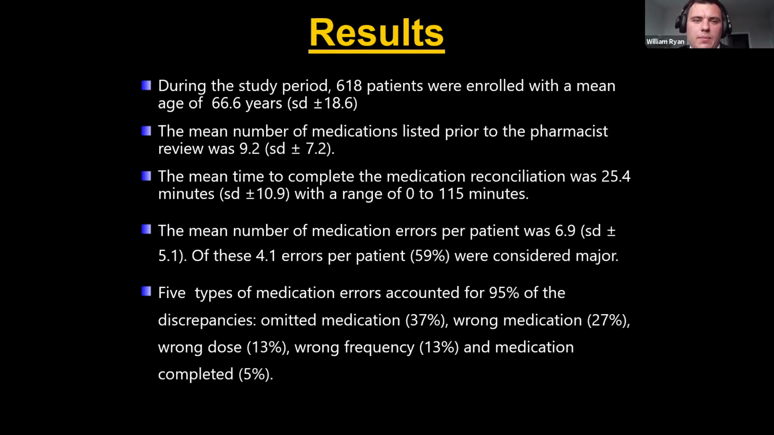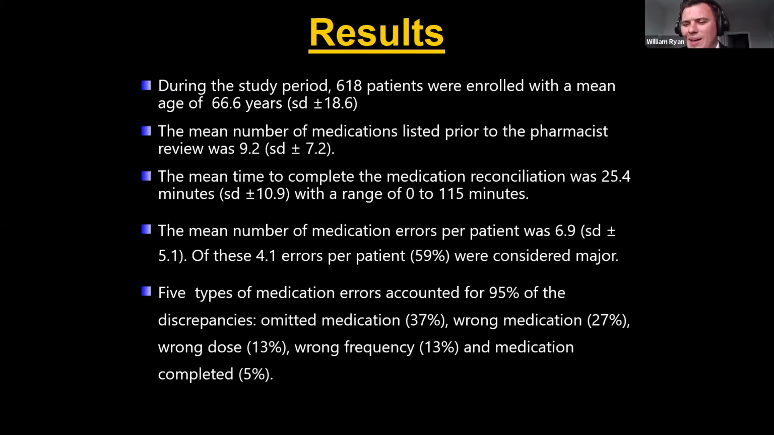During the study, we had approximately 618 patients enrolled, and the mean age was about 66.6 years. The mean number of medications per patient was about 9.2 after the pharmacist reviewed it, and the mean amount of time that it took for medication reconciliation was 25.4 minutes with a range of 0 to 115 minutes. We found there was a decent number of medication errors per patient, approximately 6.9, and 4.1% of these errors were considered major errors, which were the ones that include the inappropriate medication labeled or missing medication.